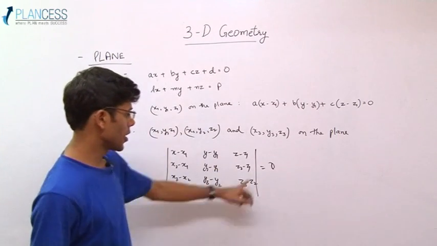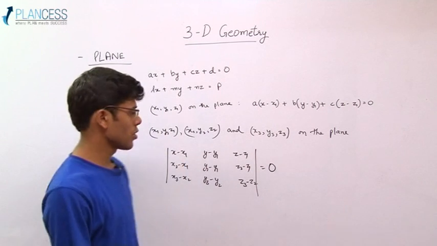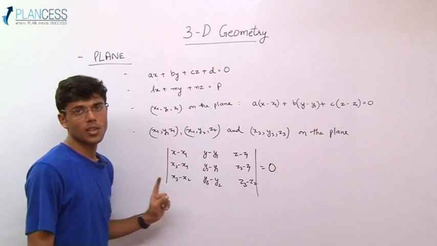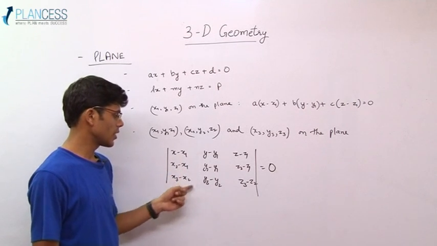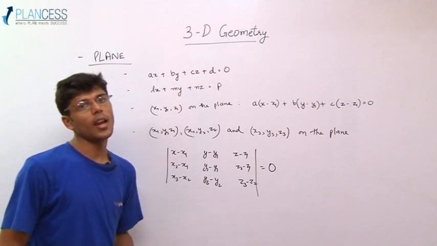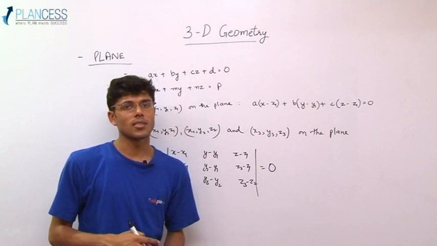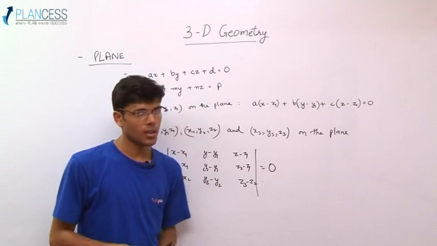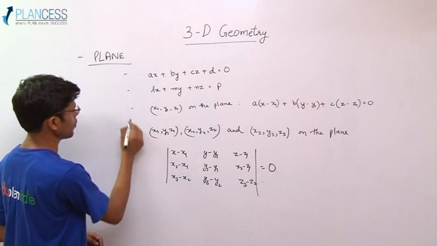By solving this determinant, we can find the equation of the plane. This reminds us of the scalar triple product. We can see that these are basically the 3 lines. So these 3 lines are coplanar. So the box product of these 3 lines is equal to 0, and this is exactly what is written here. So this is the way to find the equation of the plane when we have 3 points.